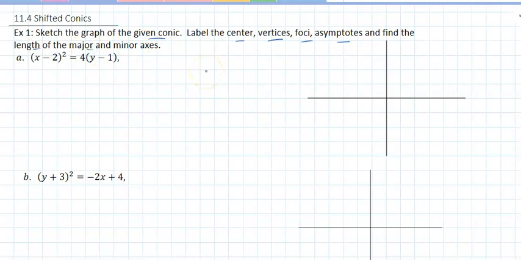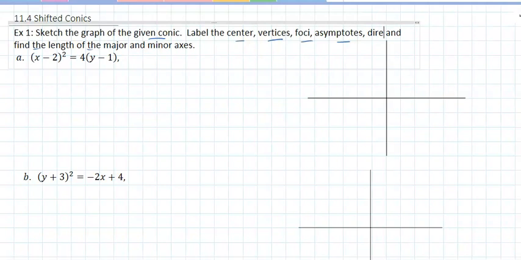So depending on what you have, label the center, vertices, foci, asymptotes, directrix, and find the length. So every combination we can think of. Well, let's start with the first problem.